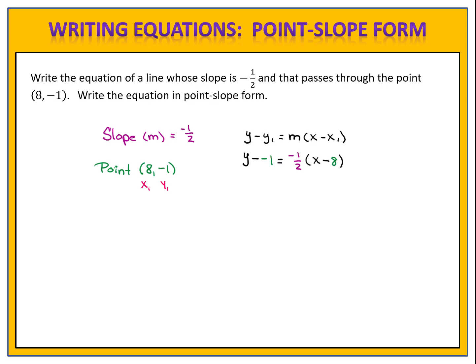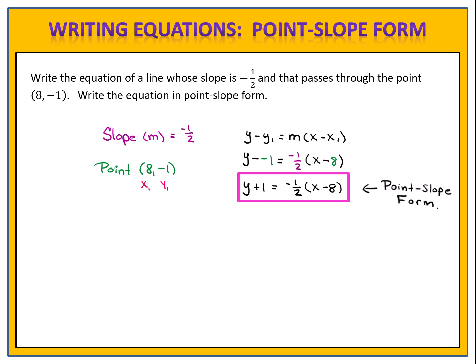We do have a double negative on the left-hand side, y minus -1, and since a double negative becomes a positive, we'll rewrite our final answer as y plus 1 equals -1/2 times x minus 8. This is the equation in point-slope form, and there's no further work to do.